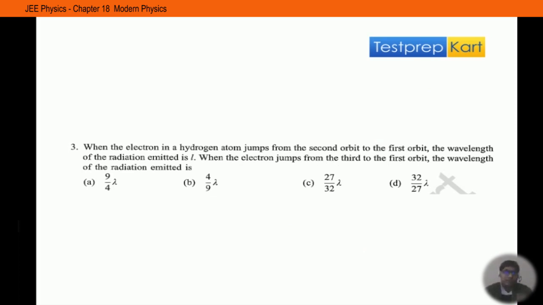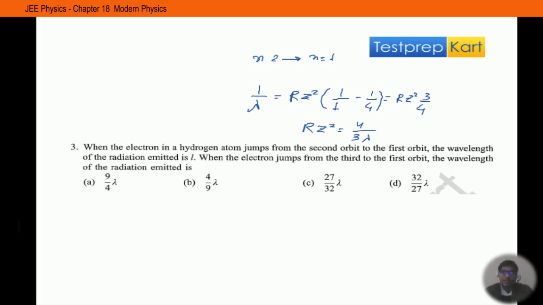Next question is, when an electron in a hydrogen atom jumps from the second orbit to the first orbit. It means the transition is taking place from n equals 2 to n equals 1. So first let's write the expression for the wavelength, that is 1 over lambda is equal to Rydberg constant into Z square, 1 upon n1 square, that is 1, minus 1 upon n2 square, that is 2. So it is R Z square into 3 by 4. So from here we can find the value of this constant, that is R Z square is equal to 4 over 3 lambda.